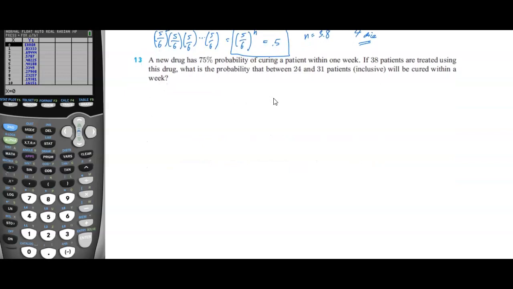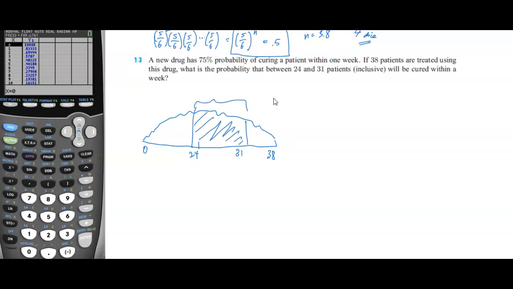13. A new drug has a 75% probability of curing a patient within 1 week. If 38 patients are treated using this drug, what is the probability that between 24 and 31 patients inclusive will be cured within a week? Okay, so once again we have a binomial distribution. And since we have 38 trials, 38 patients, it goes from 0 to 38. And what they're saying is, what is the probability that between 24 and 31 patients will be cured? So they want to know this probability here.